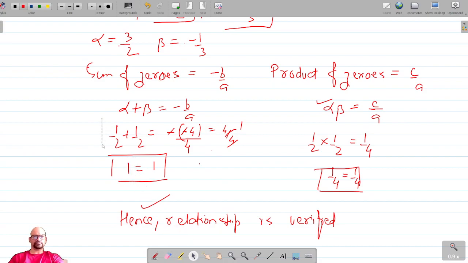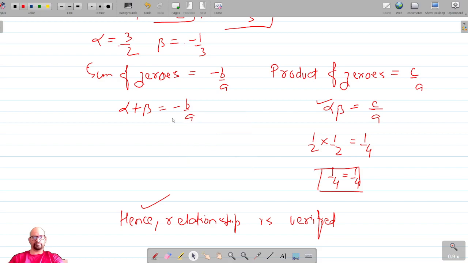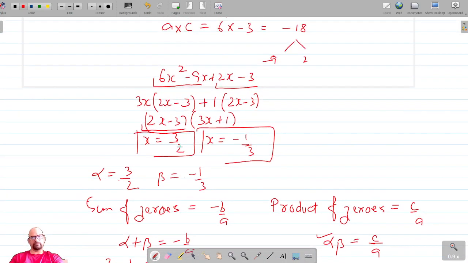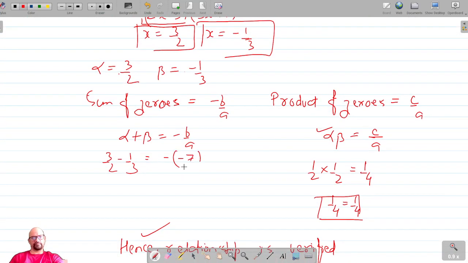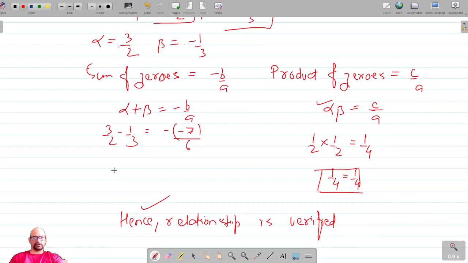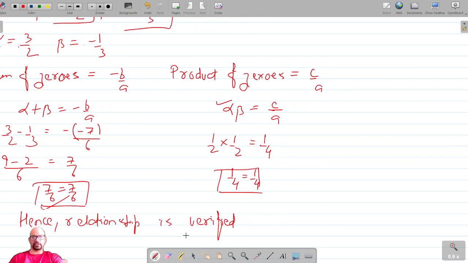And now let's verify the relationship. Okay, the first, the sum of the zeros, is 3 by 2 minus 1 by 3, and this equals negative b by a. b is negative 7 and a is 6. So if I take LCM here, 6, this is 9 minus 2, which is equal to 7 by 6. And 7 by 6 is equal to 7 by 6. Relationship is verified.